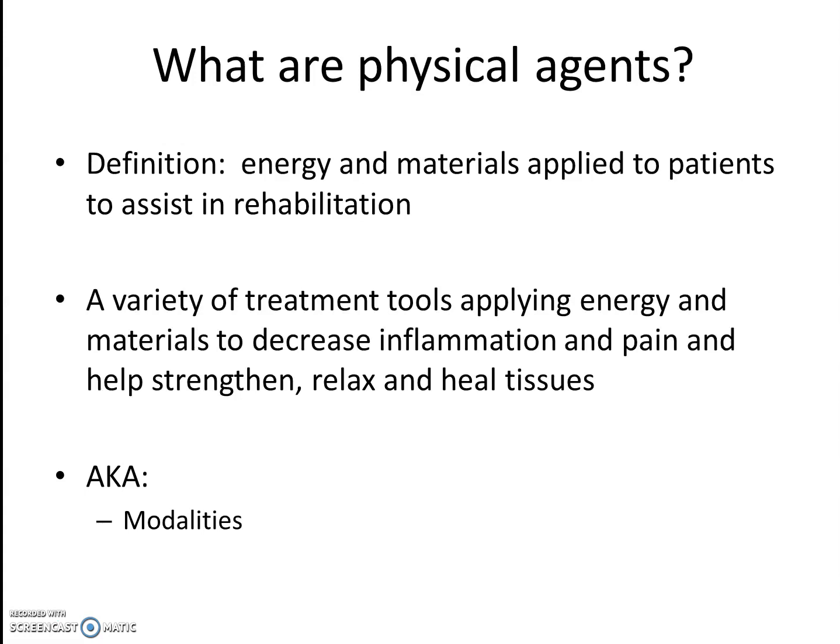Some examples of physical agents include heat, which could be our hot pack, our paraffin; cold, which could be our cold pack, our ice massage. We could use compression, we can use water, sound, electromagnetic radiation, electrical currents. There are a variety of different types of physical agents that we can use.